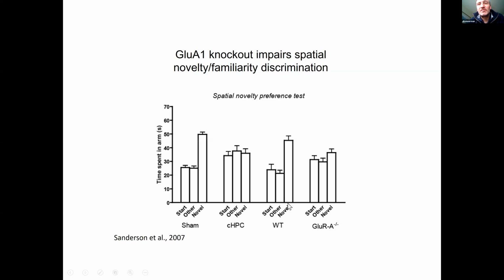Wild types show a strong preference to the novel arm. But what's striking is that the GluA1 knockouts show no preference at all. They're as bad as hippocampal lesioned animals here on this novelty preference test, where, if you remember, they were as good as wild type controls in the water maze. So this isn't a general problem with spatial processing. It's a very specific deficit in short-term habituation.